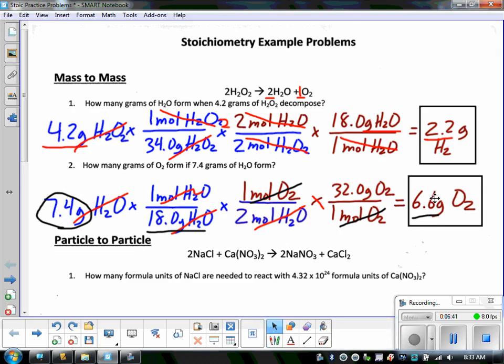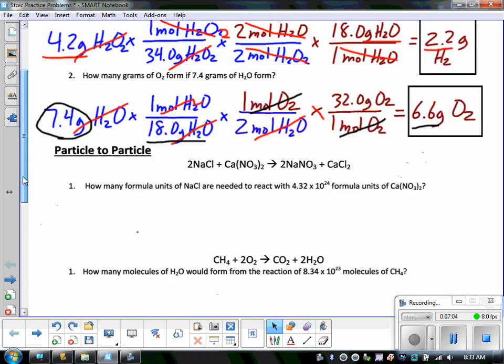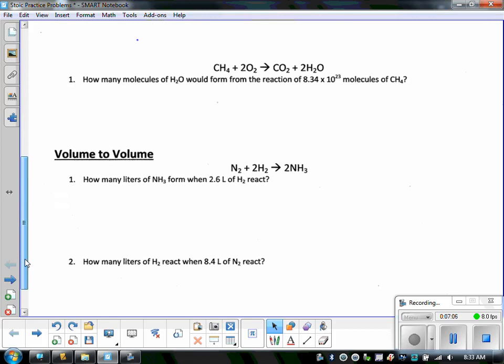The sig figs are always decided by your starting mass or number of particles or whatever number you're starting with. So hopefully you will go now to the next worksheet and try some mass-to-mass problems and then check your work. If you're doing okay with that, come back to the next video where we'll do particles to particles on this paper and we'll do volume to volume.